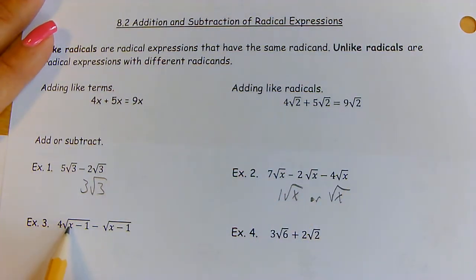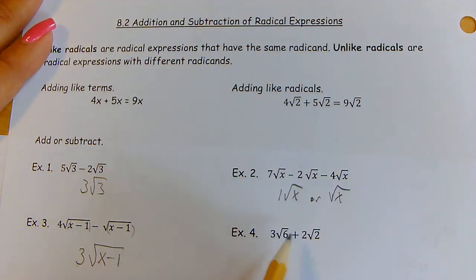Here, they both have a radicand of x minus 1, so you can combine them. 4 take away 1 x minus 1 is 3. So notice the coefficient, or the number in front, is the only thing changing. Here, you cannot combine these. These are not like radicands.